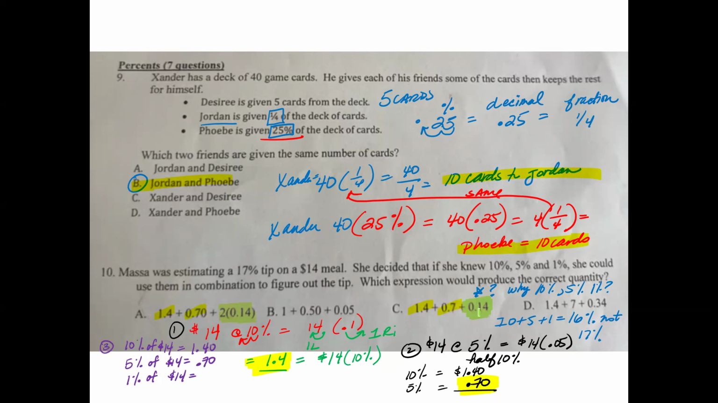C. Well, actually, it would be C, but doesn't she need 17%? So if she needs 17%, doesn't it make sense that 17%, if you break it down, is 10% plus 5% plus 1% times 2? Do you see that? Because wouldn't that make sense? So which one is it going to be? A. So that's how you determine that.